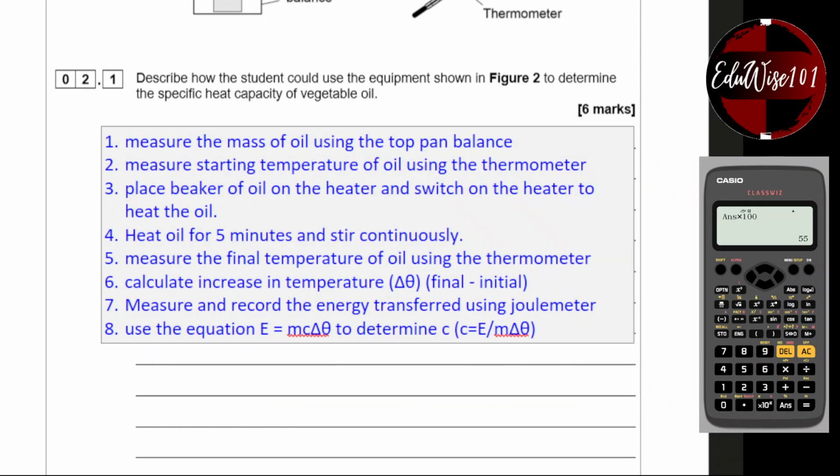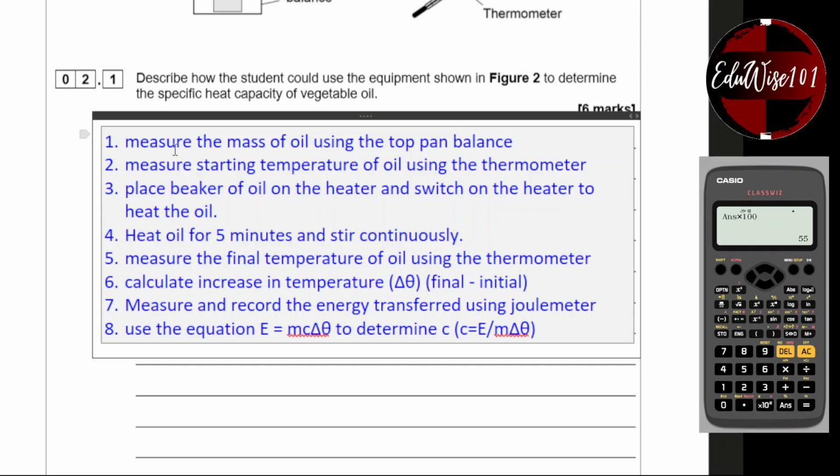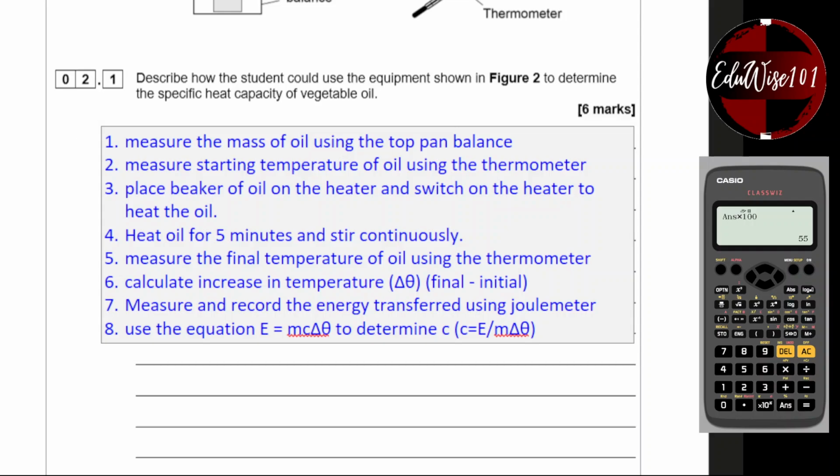This is a 6 mark question. You need to describe how the student could use the equipment shown in figure 2 to determine the specific heat capacity of vegetable oil. So you want to make sure that you are referring to the equipment and why you're using it. Measure the mass of oil using the top pan balance. I referred to it as top pan balance because they have referred to it as the top pan balance. You can also refer to it as the weighing scale. It's fine.